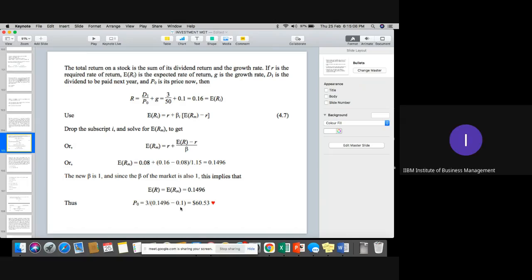That should be $60.53. Okay, sir. Why does the price change? Because the beta changes. Clear, everyone?